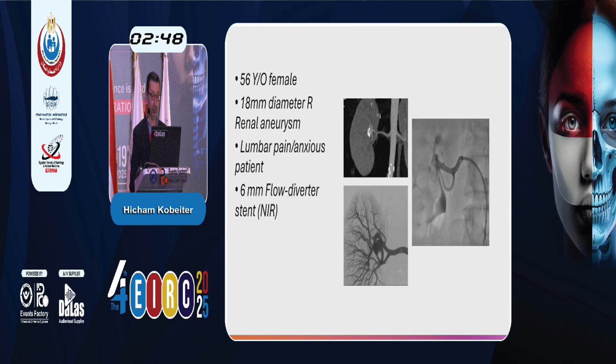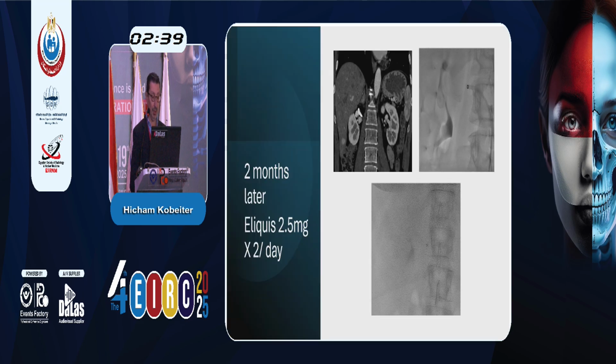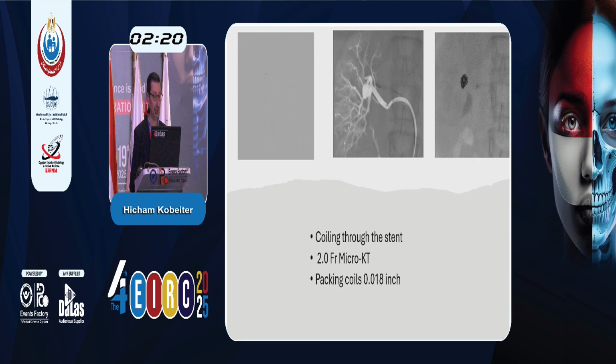We can see the angiogram here, and we see this is very large collaterals going out. We did put a flow diverter, and 2 months after, the patient still had her back pain, and the aneurysm was still patent. Even the flow was a little bit slow, so we decided to add some coil embolization in this patient.